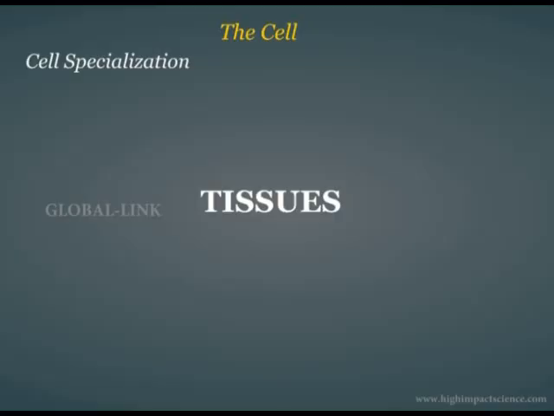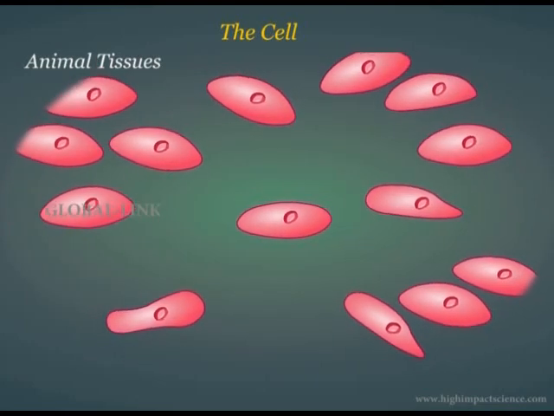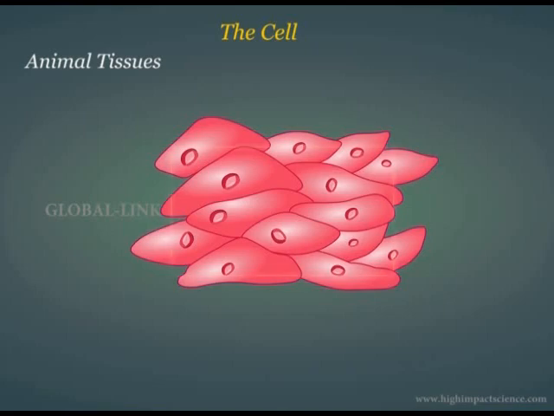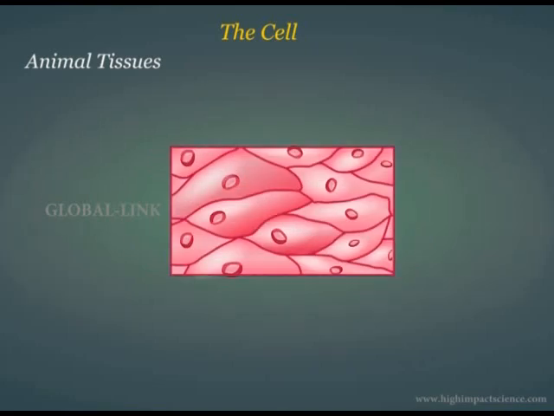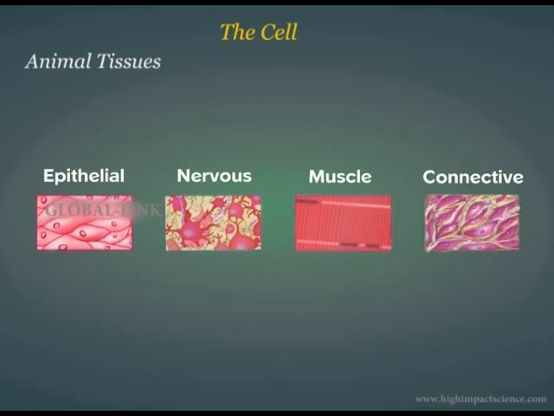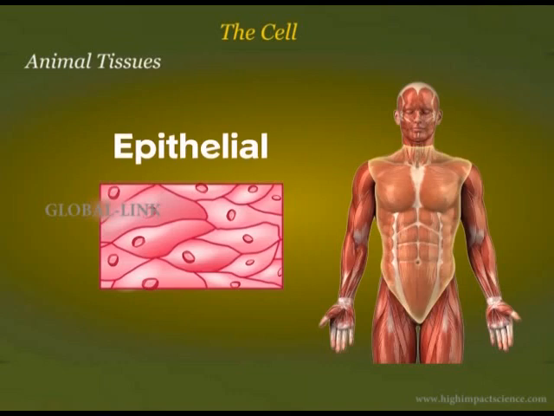Next, we look at tissues. And we say that a tissue is a group of cells of the same type that are grouped together and perform the same function. Animal tissues are grouped into 4 basic types: epithelial, nervous, muscles, and connective tissues. Epithelial tissue covers and protects the external and internal surfaces of the animal body.